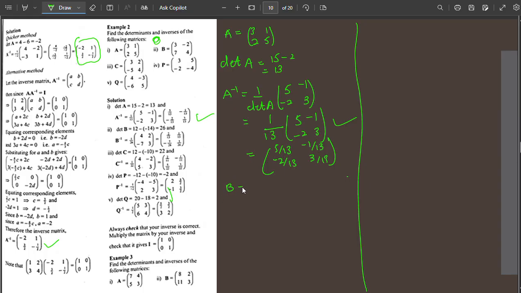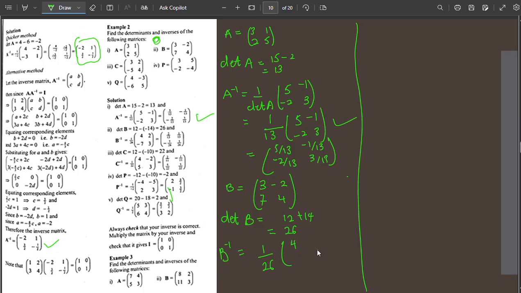B is given by 3, minus 2, 7, 4. Its determinant is given by 12 plus 14, right? That's 26. B inverse will be given by 1 over the determinant, which is 26. That's the reciprocal of the determinant, multiplying the cofactor of B.